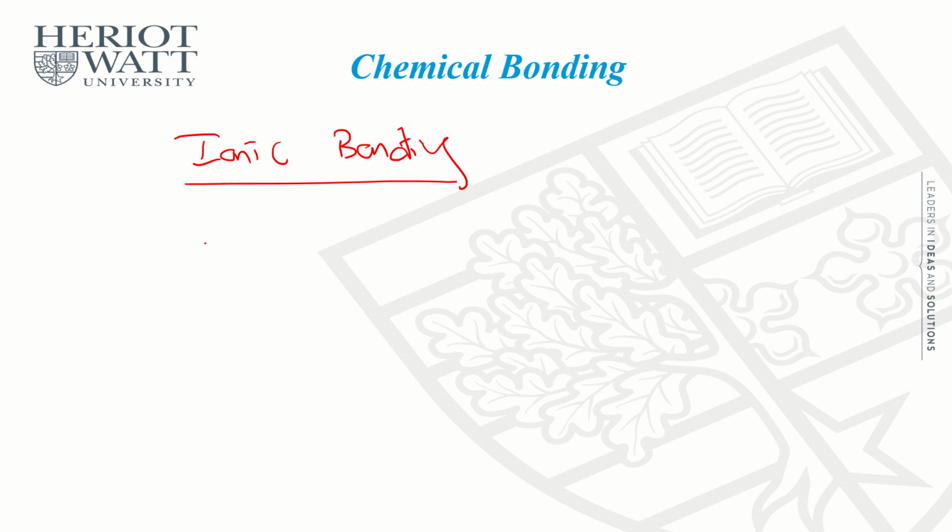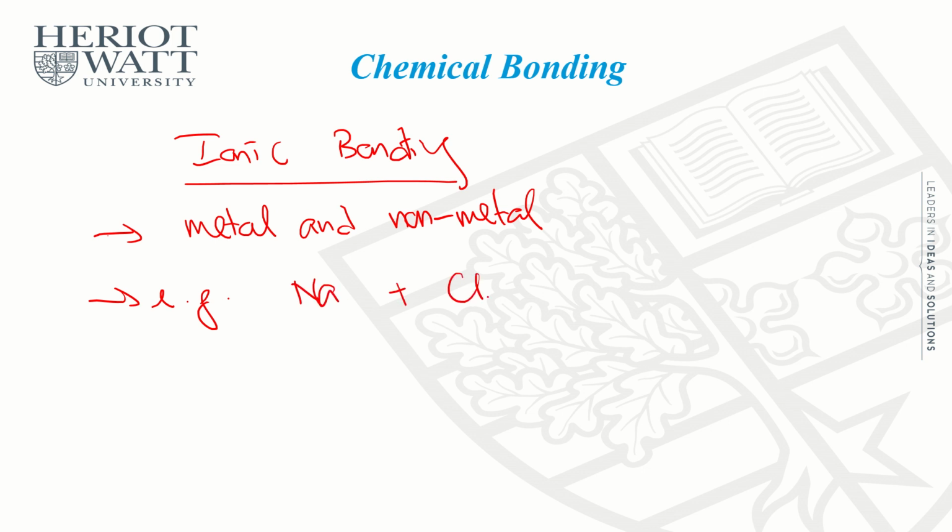Now, what is ionic bonding? Like I said, it's between metal and non-metal. For example, sodium plus Cl. Sodium has the configuration 2, 8, 1, so 1 valence electron. Chlorine has 2, 8, 7, so 7 valence electrons. The electron from the sodium will be donated to the chlorine in order for both of them to achieve stable configurations.